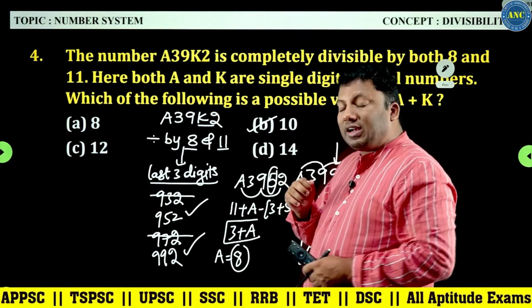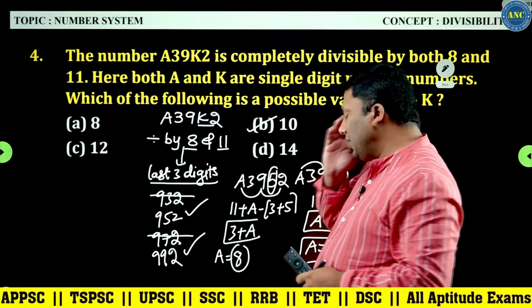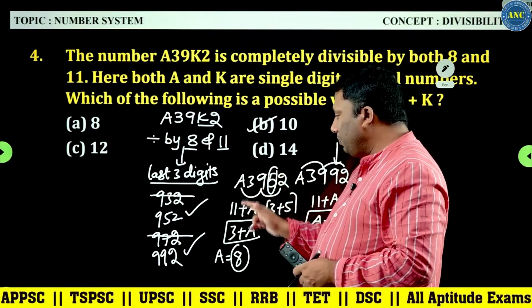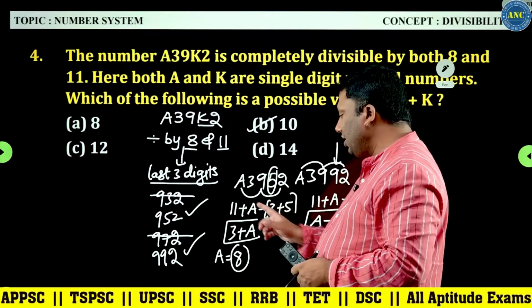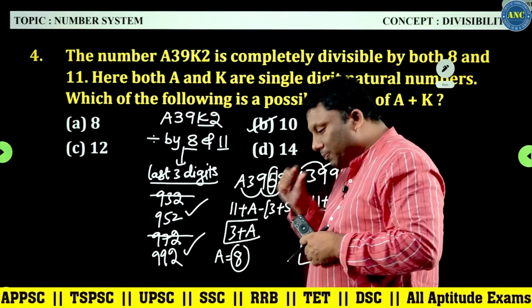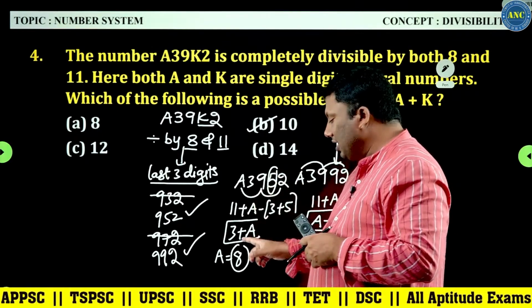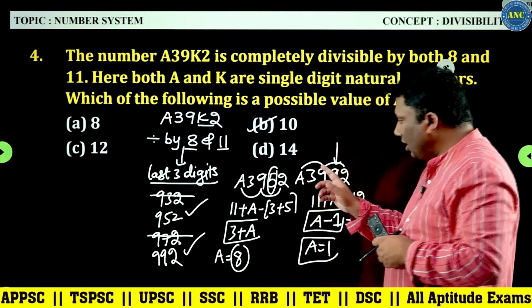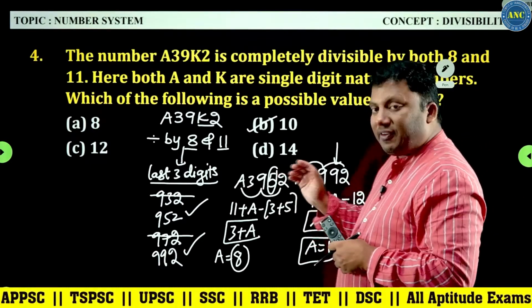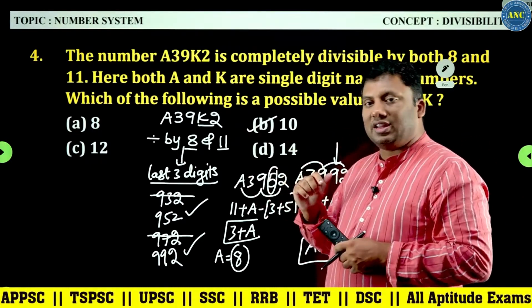What is the divisibility rule of 11? Sum of odd places minus sum of even places. 9 plus 2, 11. 11 plus A minus of 3 plus 5. 11 plus A minus 8. It is 3 plus A. 3 plus A should be divisible by 11. A value 8, K 5, 8 plus 5, 13 is not there in the answer.